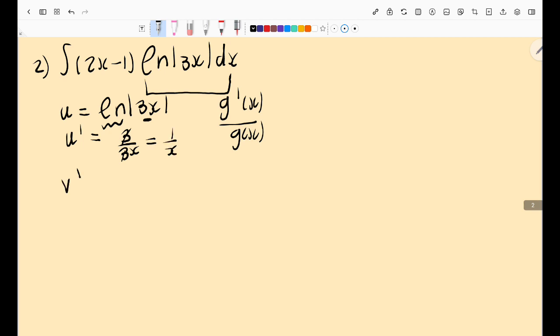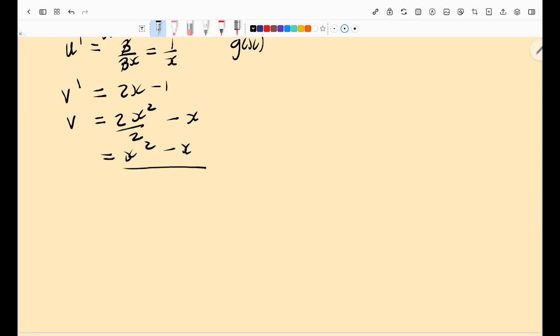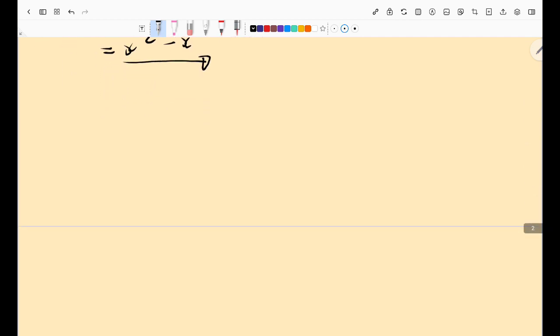And whatever that was left now becomes my v1, and it's going to be 2x minus 1. I integrate that, right? It's going to be 2x to the power of 2 over 2 minus x. So it's going to be x squared minus x. If you don't understand how to do this, go back to the basic rules of integration. Go back to the basic rules of integrations video.